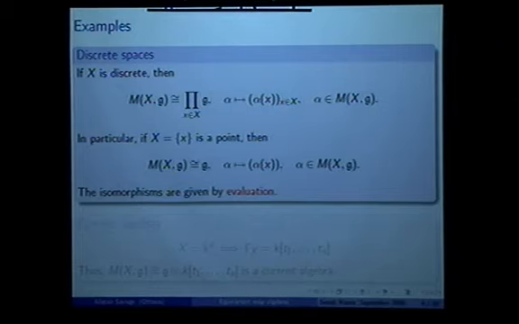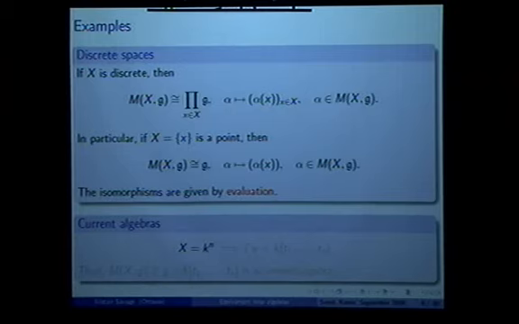Another example of map algebras are the current algebras. If you take your variety to be just k to the n, in other words, the coordinate ring is just polynomials in n variables, then this is called the current algebra. Your map algebra is just g tensor this polynomial ring, and this is an example of a map algebra.